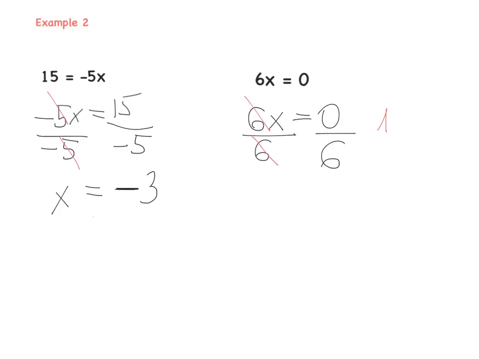And bear in mind 1x is just x, so we can write down 1x or just x, doesn't matter, it's the same thing. Both the answers are correct. So we have x equals 0 divided by 6. 0 divided by 6 is 0. Okay, now take it down into your copies, please.